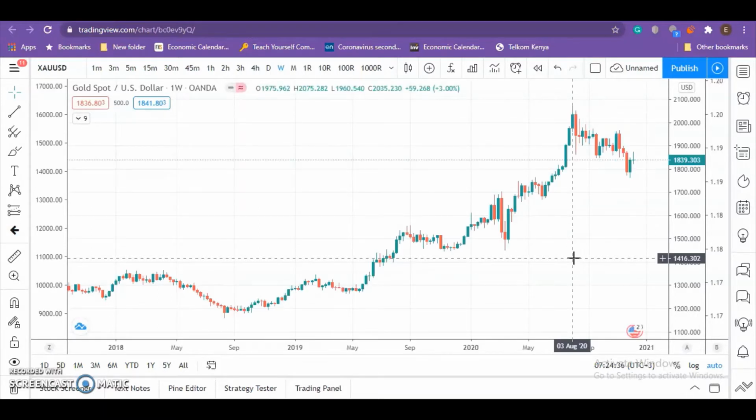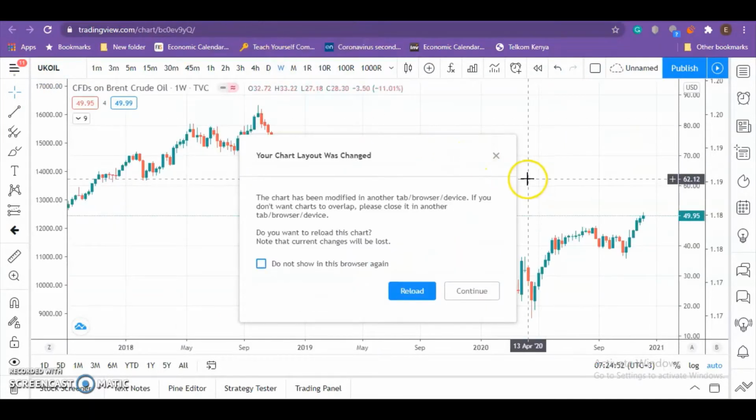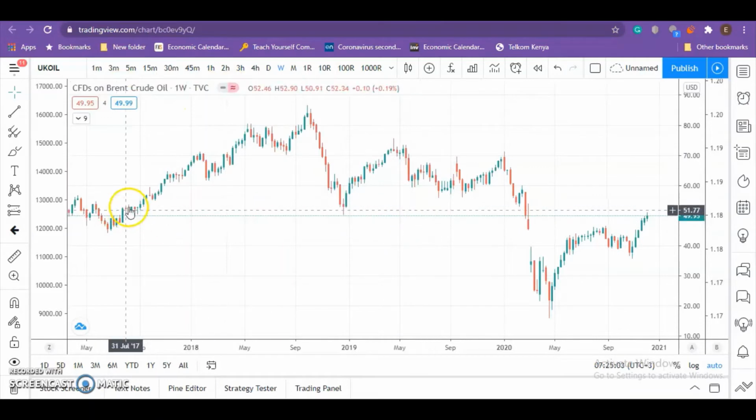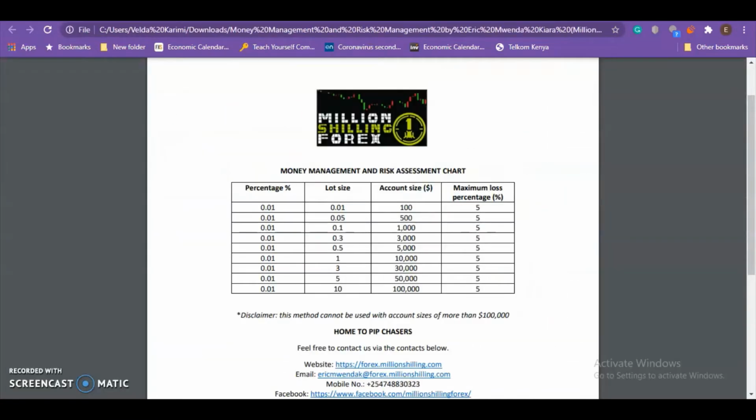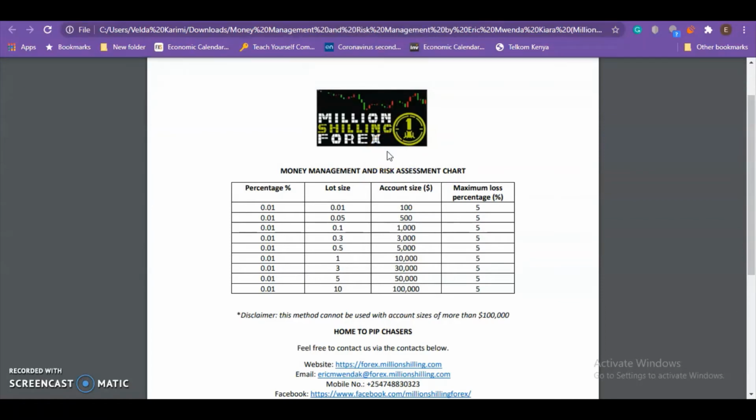I'm using tradingview.com and I'm trading gold. This is the symbol for gold. It may appear as gold as it is, but the other symbol is this. This is a CFD, a contract for difference. You're also going to look at how you might be able to trade oil and also gold. You're also going to look at money management and risk management.